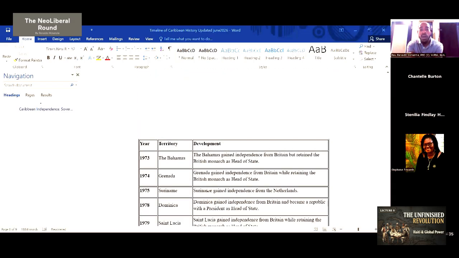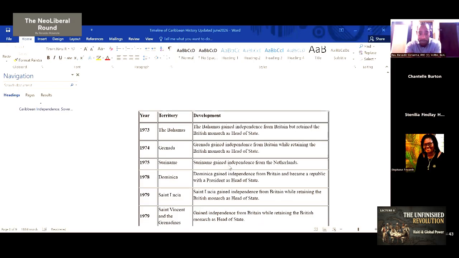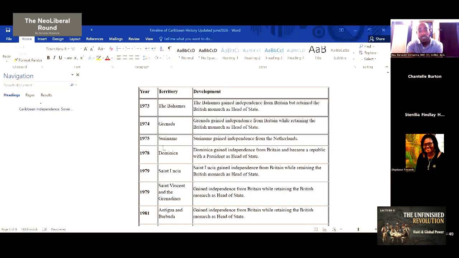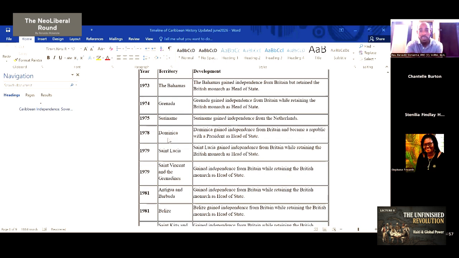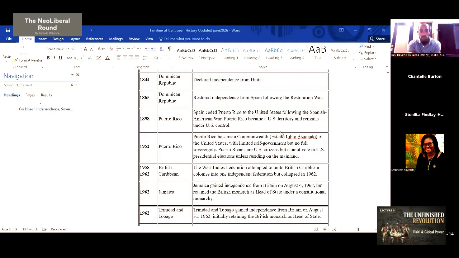1973, Bahamas gained independence from Britain, but retained the British monarch as head of state. 1974, Grenada gained independence from Britain, and they retained the British monarch as head of state. 1975, Suriname gained independence from the Netherlands. 1978, Dominica gained independence from Britain and became a republic with a president as head of state. That's different from the Dominican Republic.